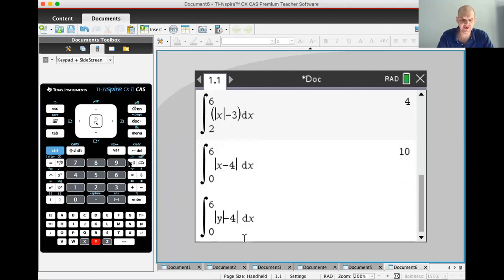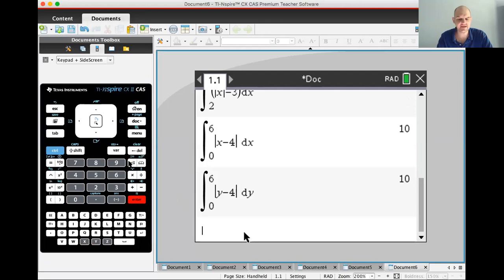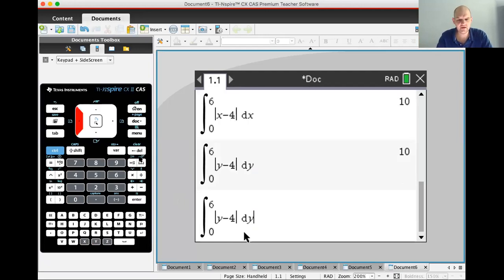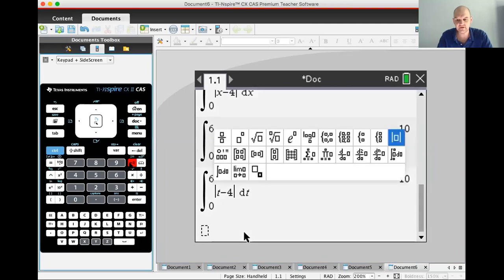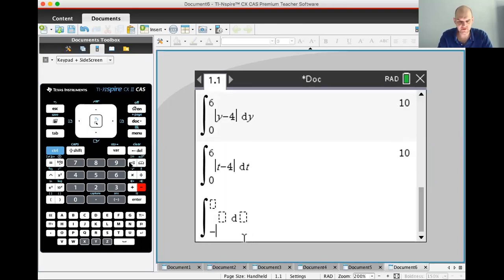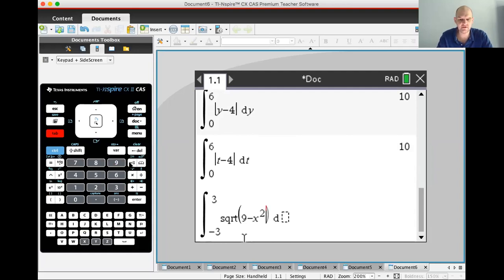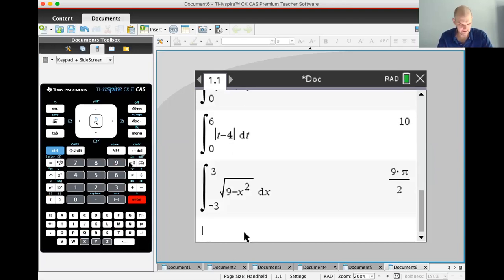By the way, you should try this: change the variable to y, but then I need to do dy, and I get this. You have to be consistent: what's the variable, and your differential needs to match it. Watch out for that, because t is also a very common variable, t's and thetas. For all intents and purposes, you can use x every time on the calculator, because the calculator doesn't know what problem you're solving. Negative 3 to 3, square root of 9 − x², x is the variable: 9π/2.